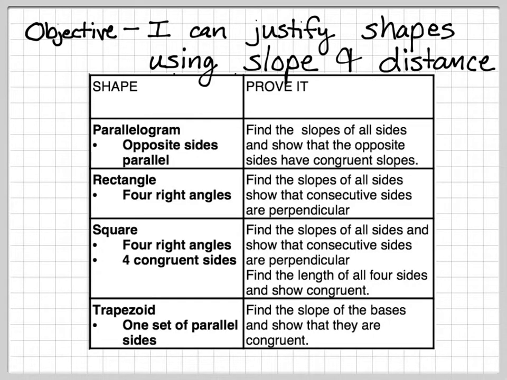Okay, today's objective is I can justify shapes using slope and distance. And we're going to deal with 4 specific shapes today, and we might include a rhombus in these, but we're going to deal with parallelogram, rectangle, square, trapezoid, and like I said, we might include a rhombus later on. You'll probably have to pause the video at this point in order to get this table down, and then I'll scroll to the next page.